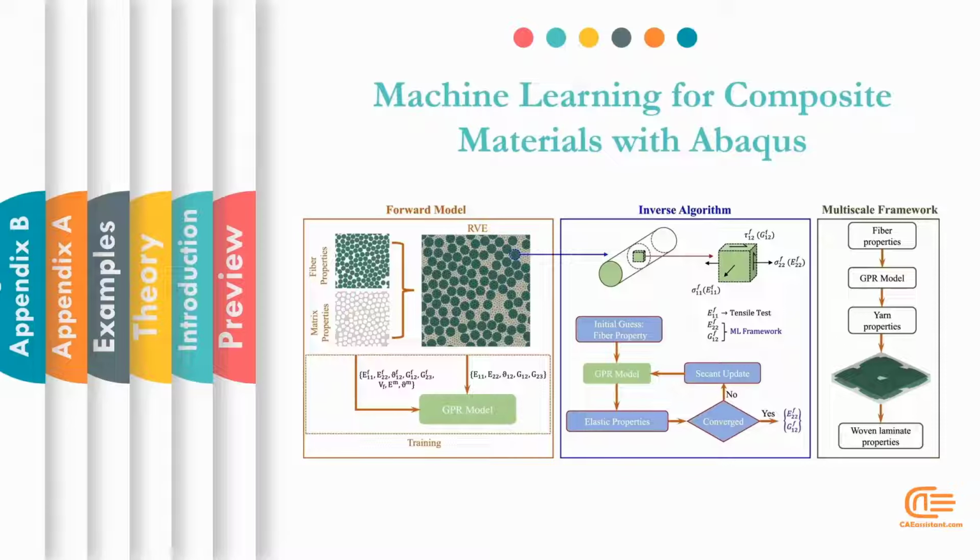The course includes three categories. One is developing a forward model, second is an inverse algorithm, and third is using them in a multi-scale framework to predict woven fabric composite problems.